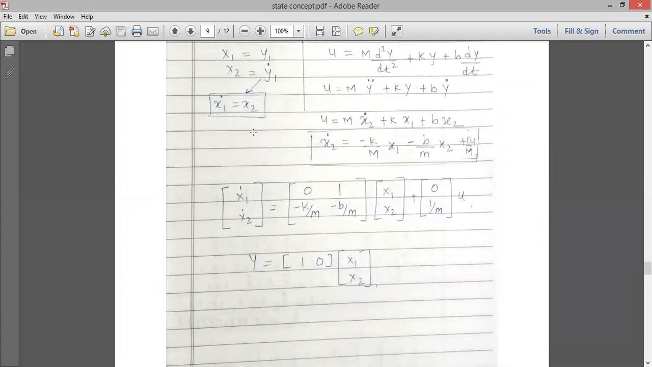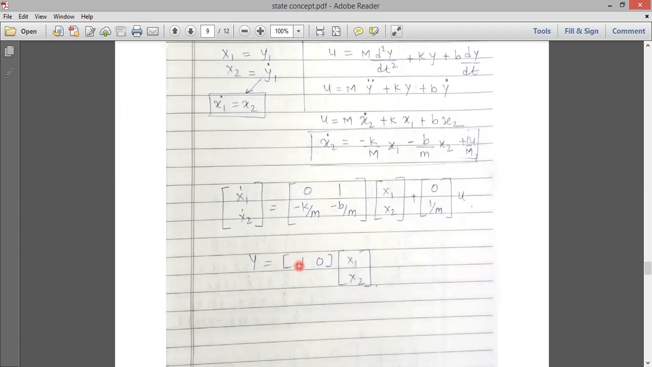Now rearrange the terms in matrix format. So x1 dot, x2 dot is equal to 0 1, because x1 dot is equal to x2: related to x1 it is 0, related to x2 it is 1. Next, for the second equation, x2 dot is equal to minus k upon m, then minus b upon m, times x1 and x2. Next, for x1 dot we don't have any u term, so it is 0, and here 1 upon m.